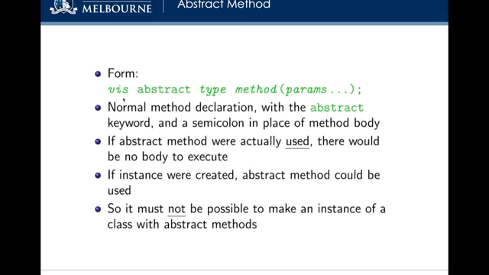As I mentioned, the form is to have the visibility, public, private, abstract keyword, type, and method name. So this is the return type, method name, and any parameters, much like you would do with a standard method. This is for an abstract method. The only differences between an abstract method and a normal method is the fact that you have the abstract keyword before the return type, and you must have a semicolon instead of a method body.